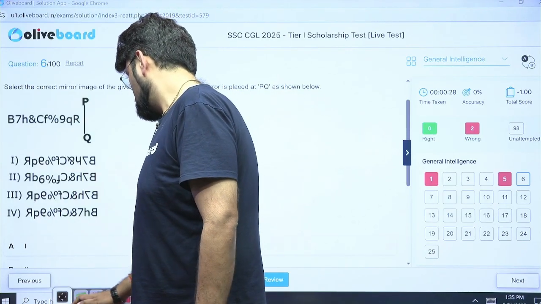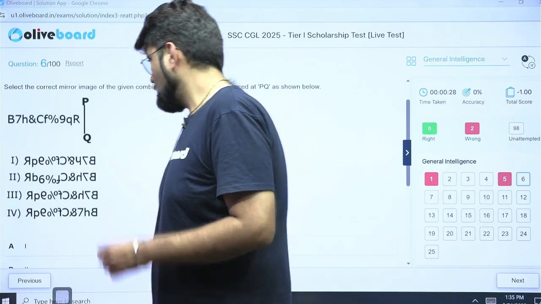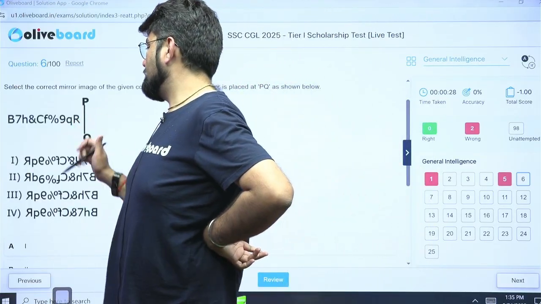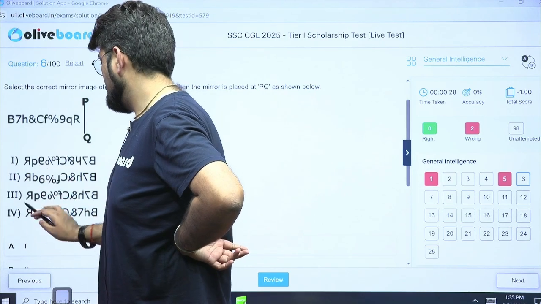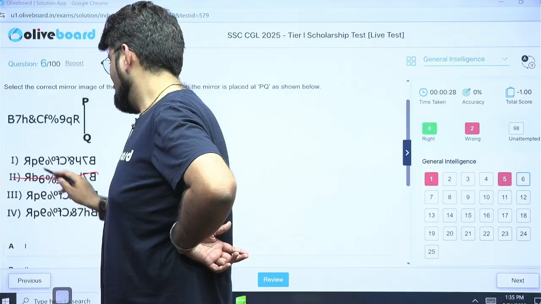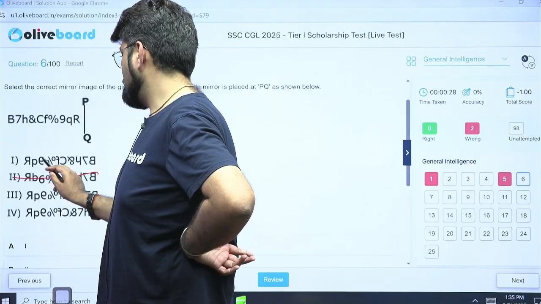Checking the mirror image. So in the mirror, R will be reflected first. So we'll have R, everything is the same. Then Q will become small p. So this is gone. We have 3 cases. Then 9 will flip and become this.